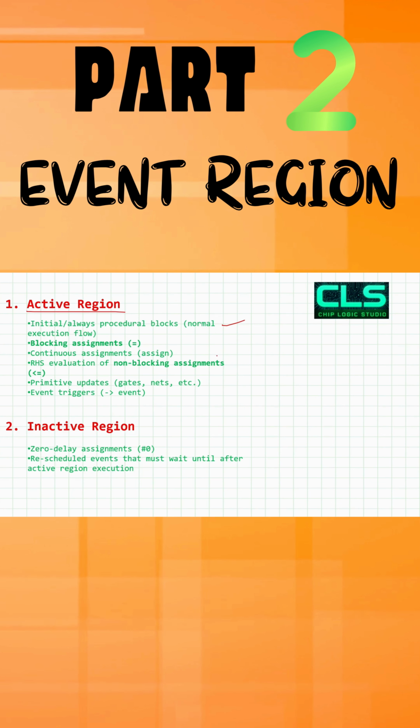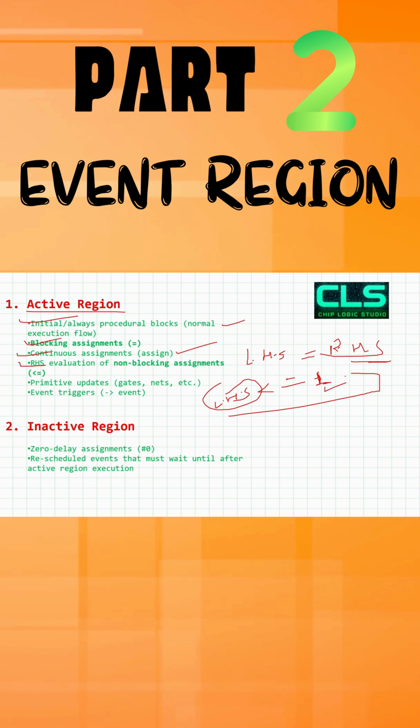Active region, and blocking assignment LHS as well as our RHS is executed in our active region. And continuous assignment, the assign block, is also executed in this region. RHS, this is the most important point between blocking and non-blocking. So for example, if our RHS is 1, RHS will execute in the active region and LHS will execute in the NBA region, which is our third region. So we will wait for this statement and this will execute.